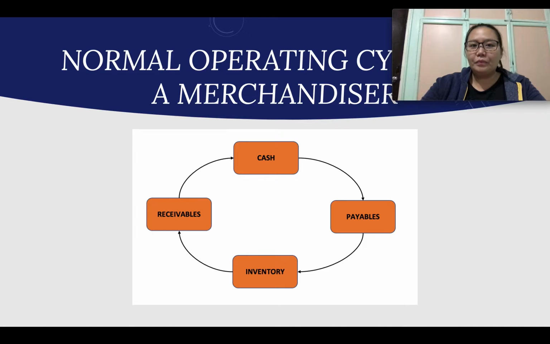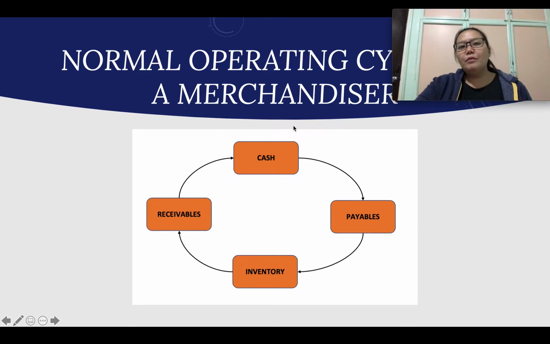Okay, so this is the normal operating cycle of a merchandiser. Of course, we start with cash, and then we purchase goods on account. Therefore we record a payable, and then of course we also have our inventory. Then once we sell the inventory on account, we will have receivables, and then later on we'll collect our receivable, and it will become cash again.